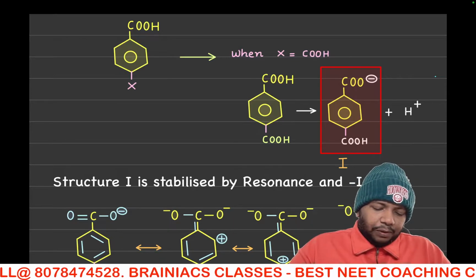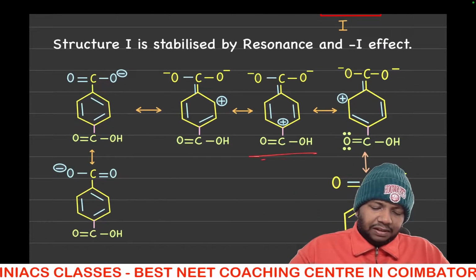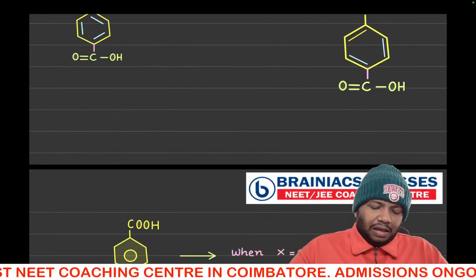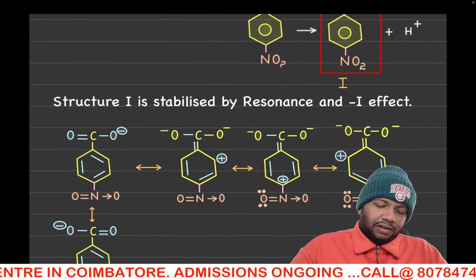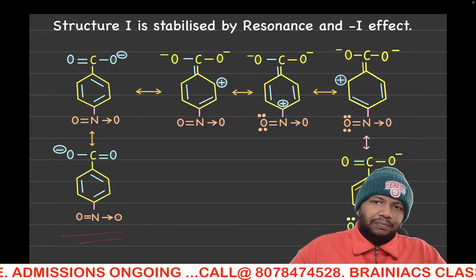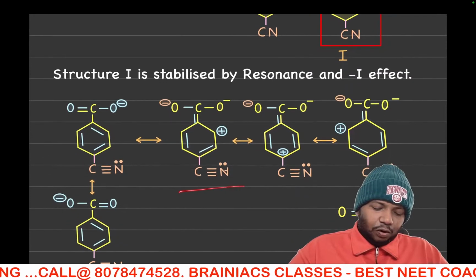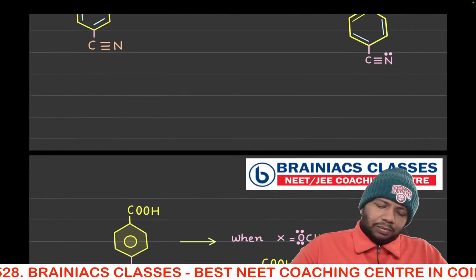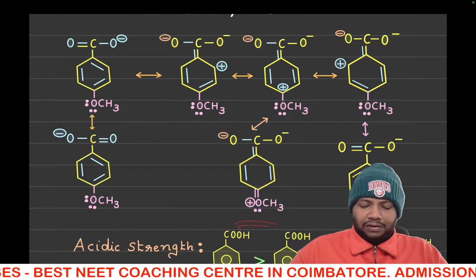First I am putting the COOH group here. When I place the COOH group, you can see the various resonating structures that are mentioned. And when the nitro group is placed here, you can see the various resonating structures coming out of that. You can take a screenshot because this would help you. That's why I'm keeping it. Then I place the cyanide group, and you can see the various resonating structures. All of them have similar resonating structures. And then the methoxy group is placed.